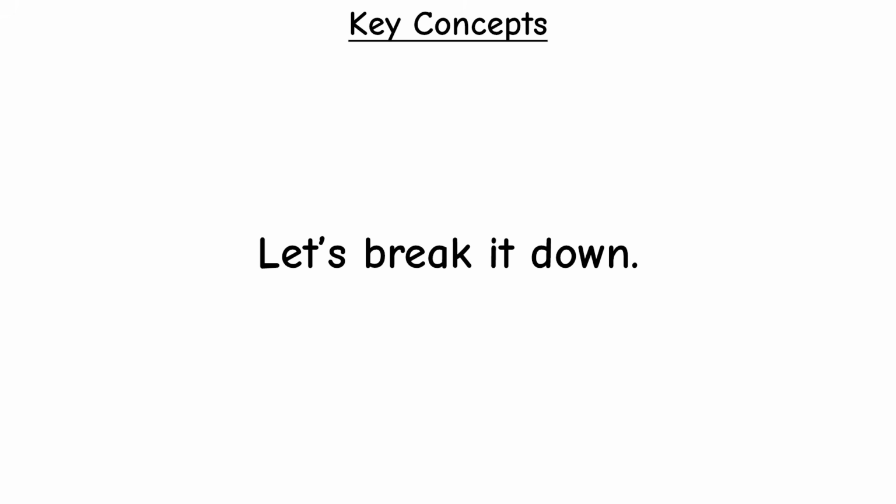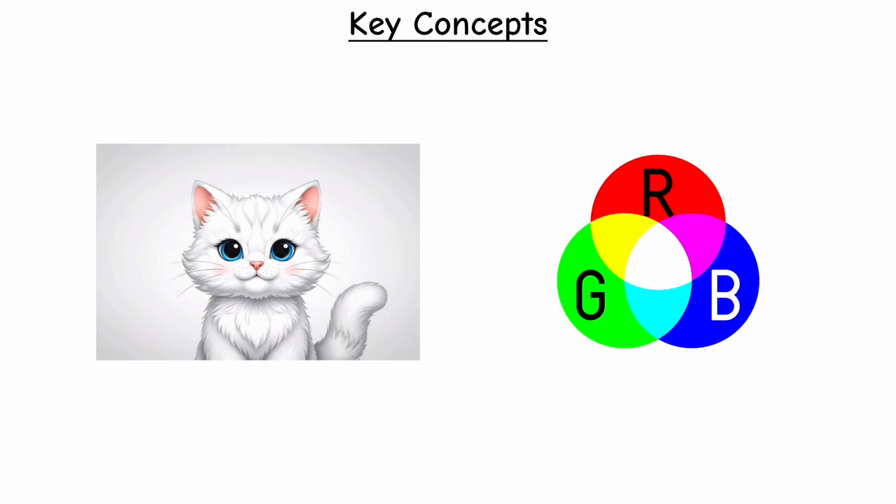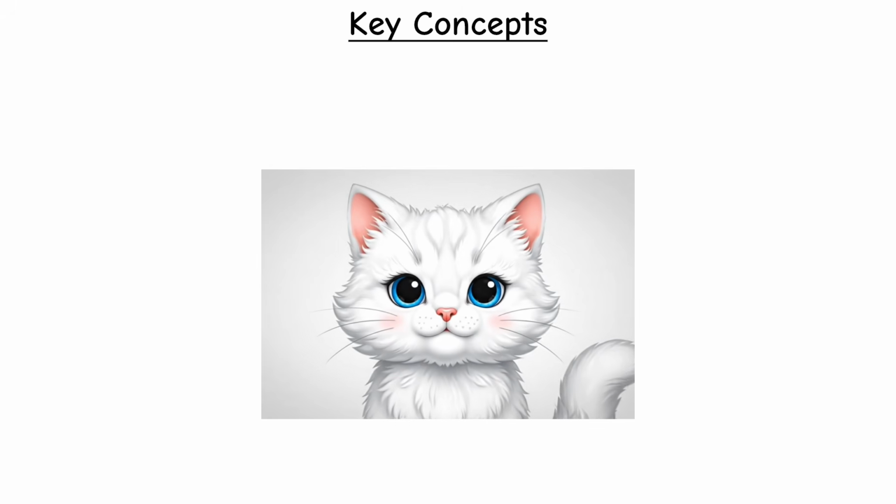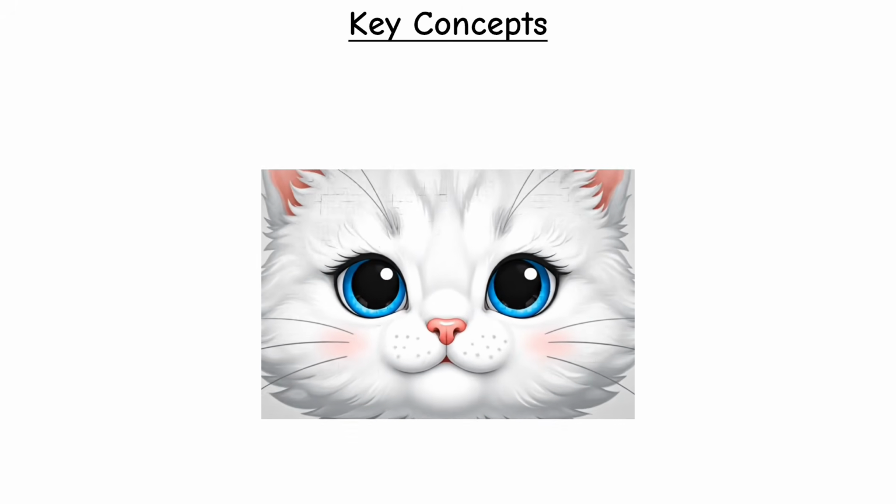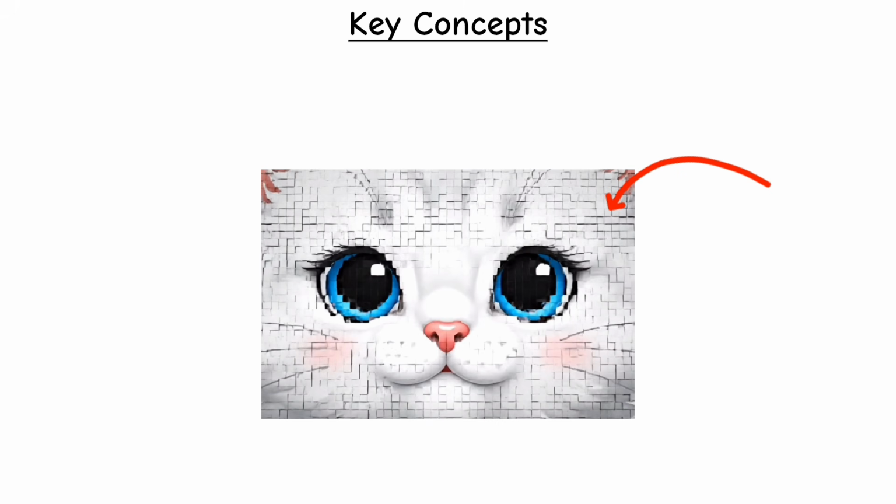Let's break it down. Raster formats are pixel-based. That means the picture is made up of tiny dots called pixels, and each pixel holds a color value, usually red, green, and blue. If you zoom in close enough, you'll start to see little squares, and the image begins to lose sharpness. That's how raster images are built.